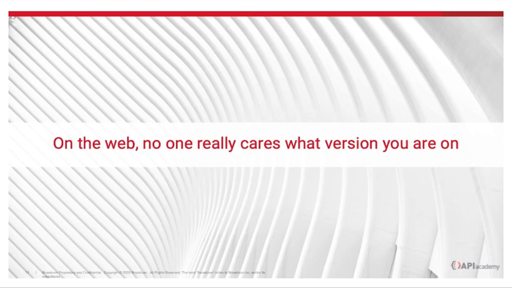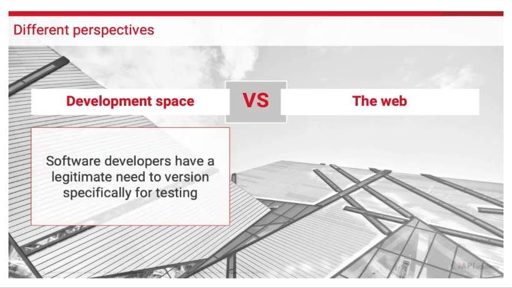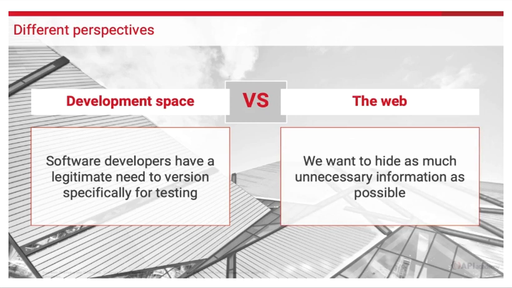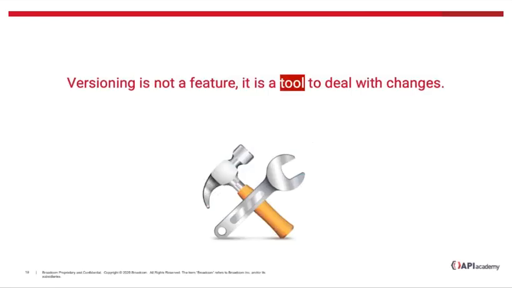Versioning is not something that's a common part of the web. So, why isn't there the same mentality for APIs? In software engineering, there is a legitimate need to version specifically so you know which version you are running when testing, so you can roll back your changes and so on. However, from the user perspective, when we deal with interfaces, we want to hide as much unnecessary information as possible. The web is not the same as your development space, and that's okay. Versioning is not a feature, it is a tool to deal with changes.